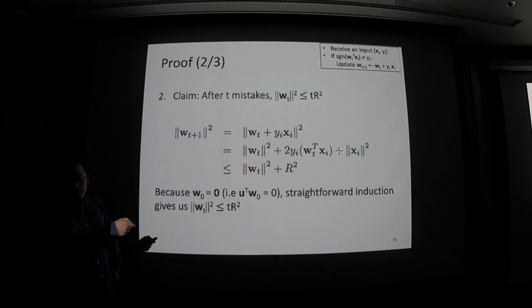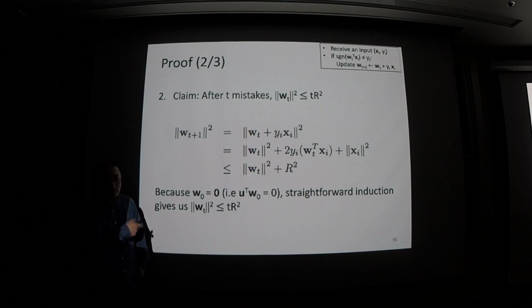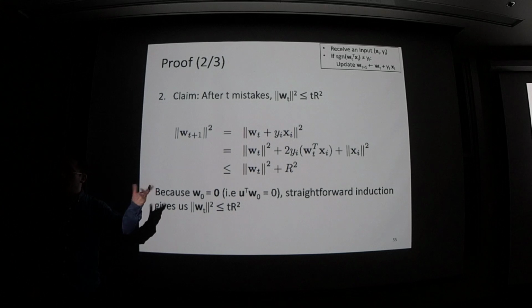So you have an upper bound for this right hand side. R squared upper bounds the square norm of x_i, right? And w_t squared is upper bounded by what? Yeah, t r squared, right? According to our assumption that at stage t, the upper bound is correct, right? So then we can immediately successfully induct at t plus 1, right? So at t plus 1, then we have the square norm of w_{t+1} upper bounded by t plus 1 r squared, right? So the first step for the induction is proved.